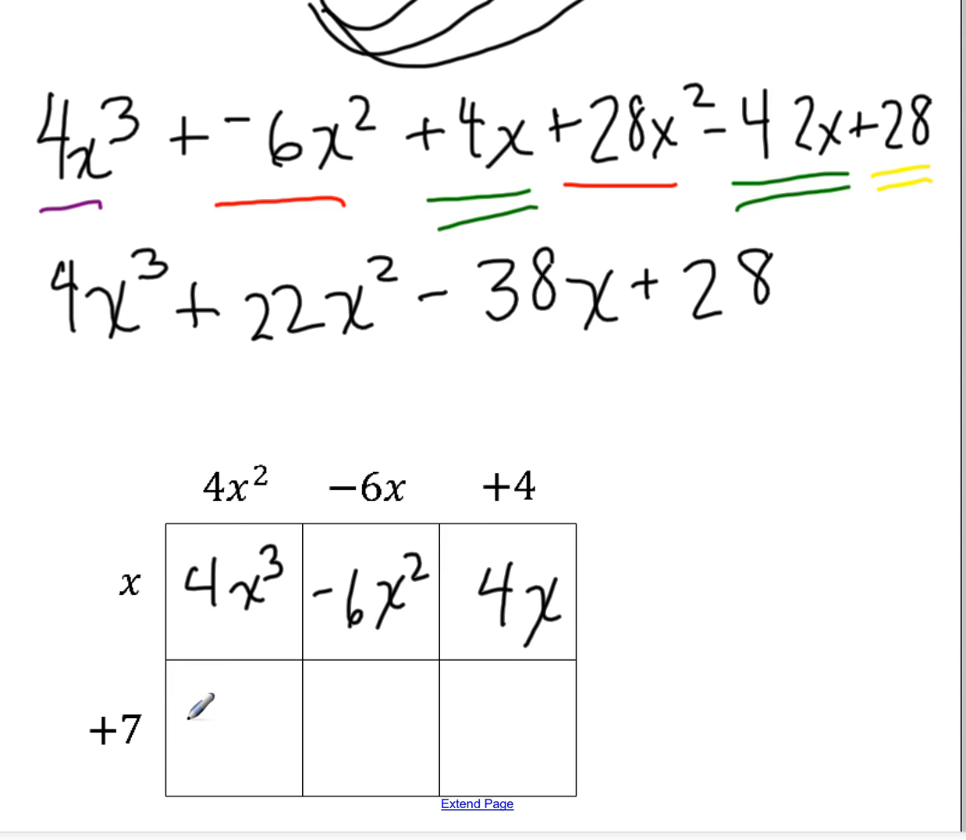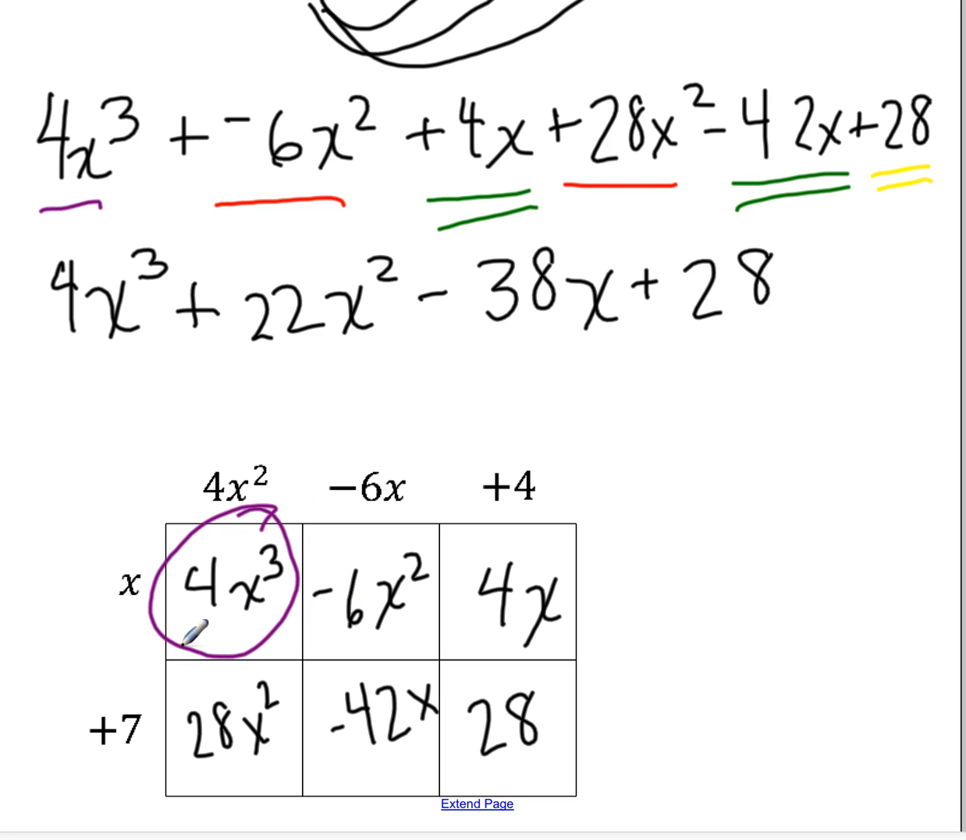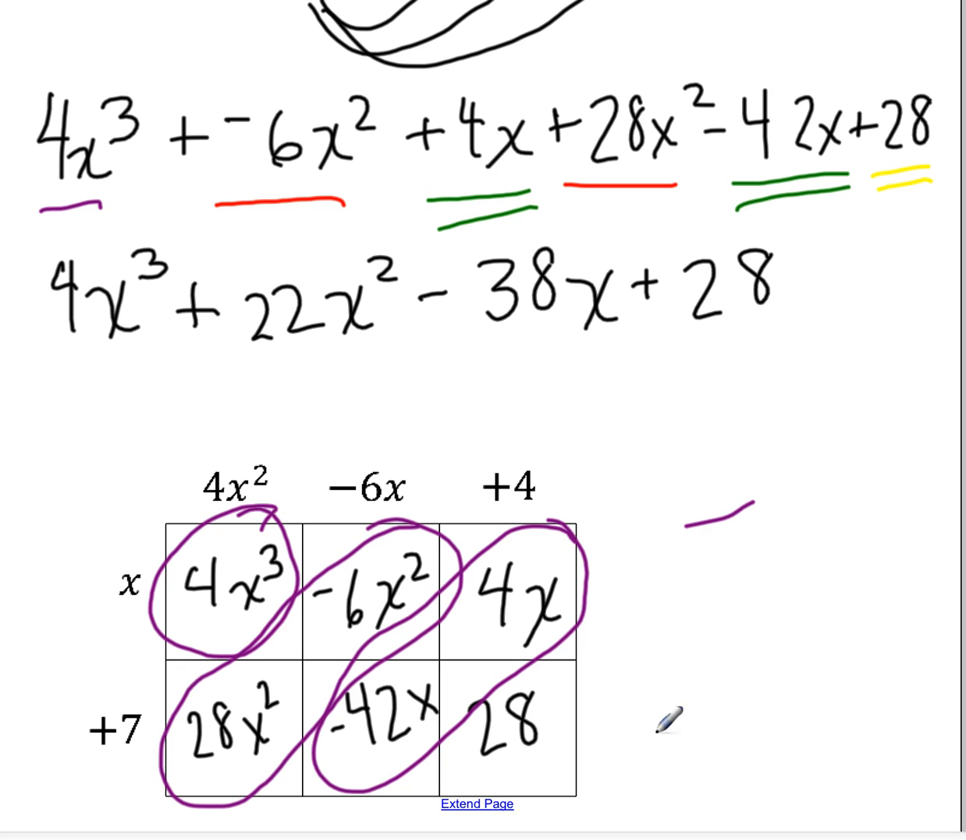I multiply these two, I get 28x squared. I multiply these two, I get negative 42x. And I multiply these two, and I get 28. Notice, too, again, how the like terms are diagonal from one another. That one doesn't have anything that's like. But these two are like terms, and they're diagonal from one another. These two are like terms, and they're diagonal from one another. And the constant doesn't have anything that it combines with.